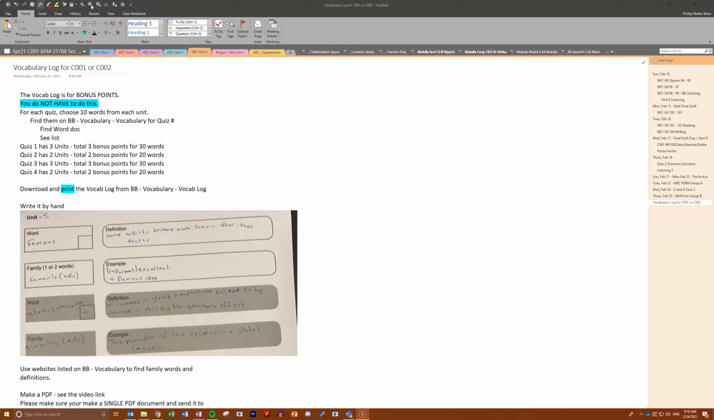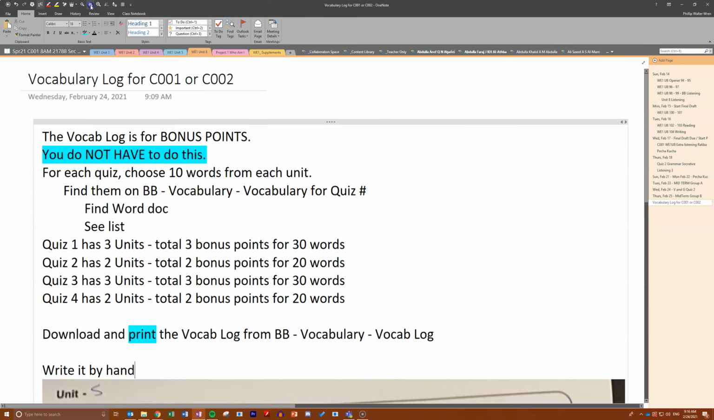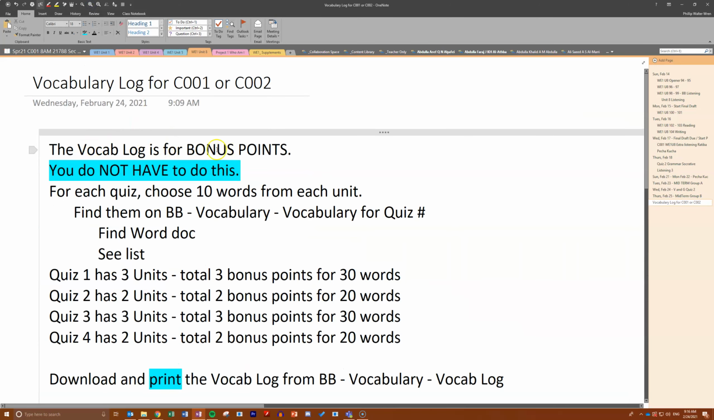Okay, I am going to explain how to do the vocabulary log for C001 or C002. I am using C001 as an example, but you do the same things for C002. Remember, the vocab log is for bonus points only. You do not have to do this.